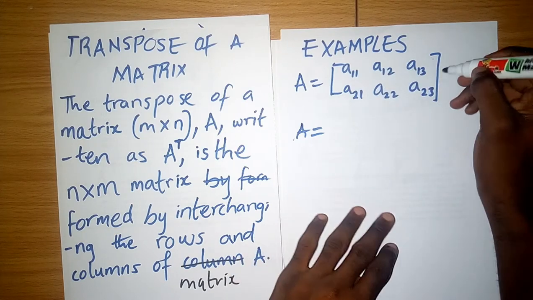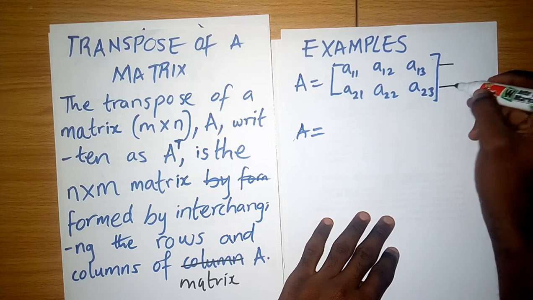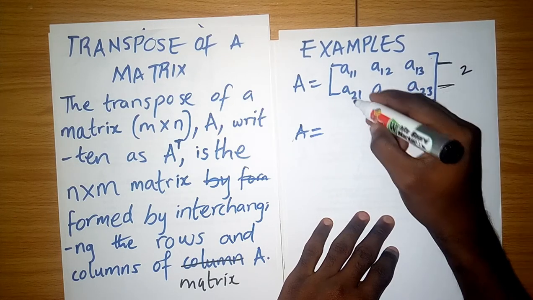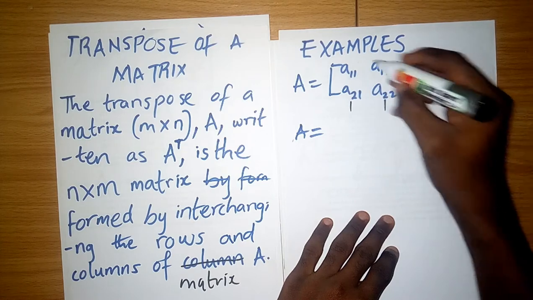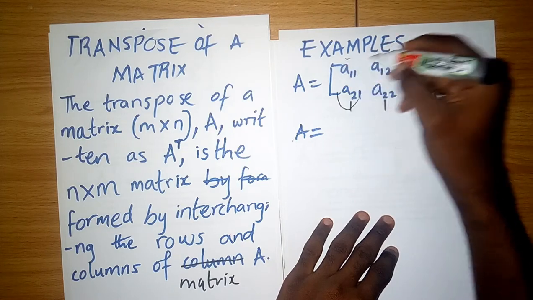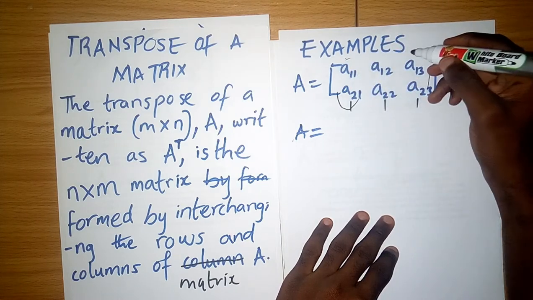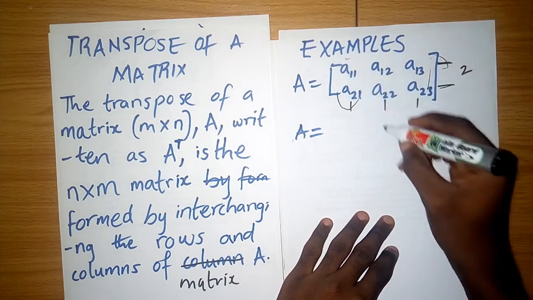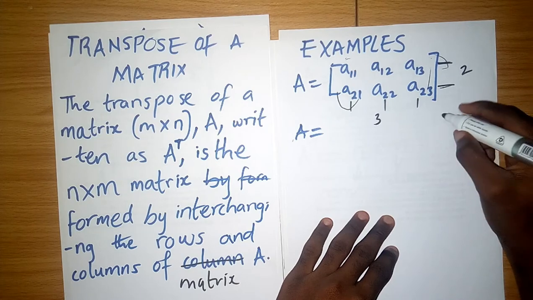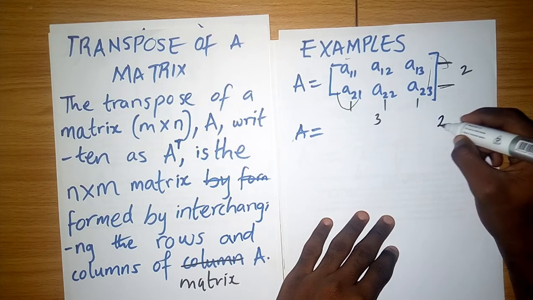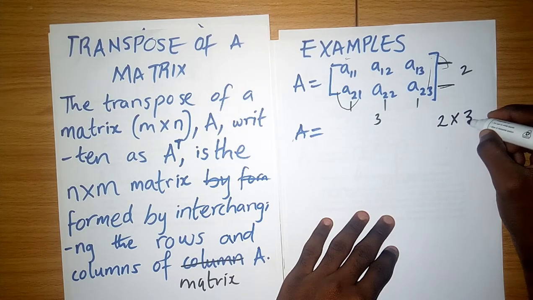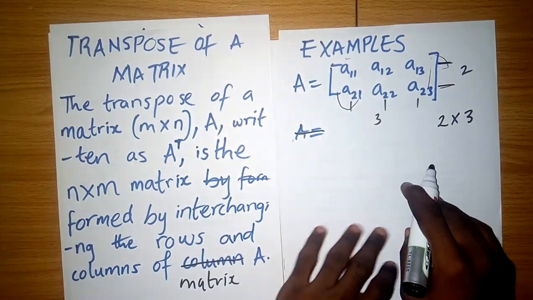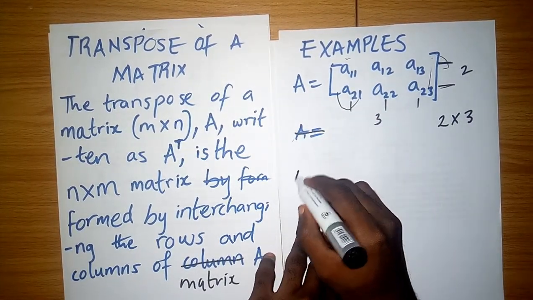If we check this matrix, we have 1, 2 for the number of rows. For the columns, 1, 2, 3. When we count it, looking at the first row, that is 3, and for the second row, this and this, so that is 3. So this is a 2 by 3 matrix. Now the transpose of this matrix is going to be what?